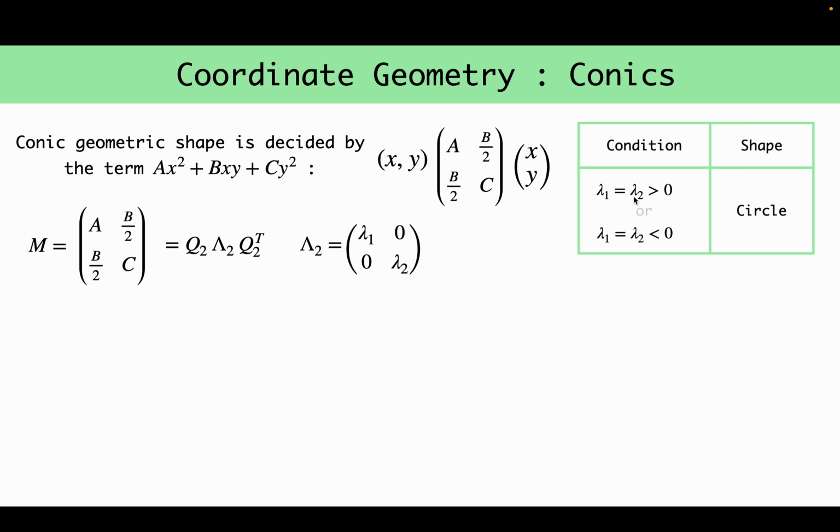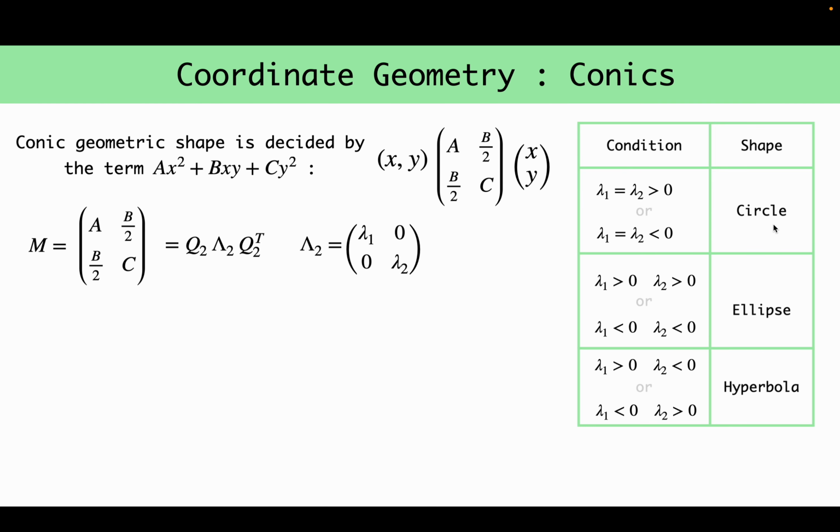So if lambda 1 equals lambda 2, and both are greater than 0, or both are less than 0, which means they have the same sign, then it will form a circle. And if lambda 1 and lambda 2 are both greater than 0 or both less than 0, but they are not equal, then we get an ellipse.